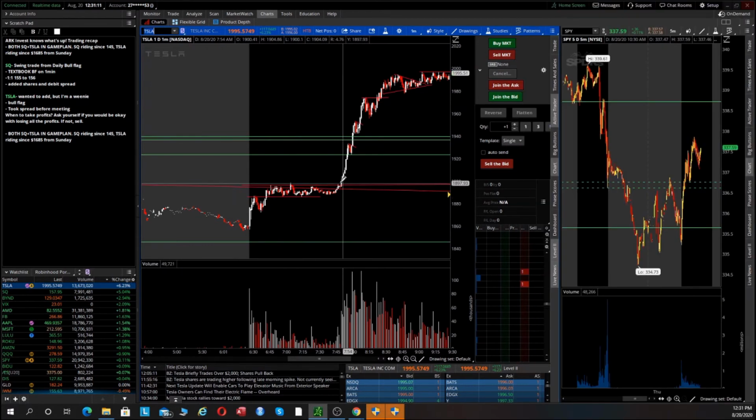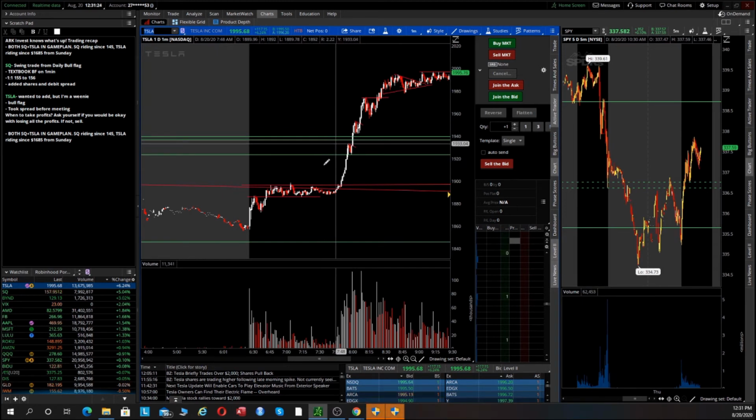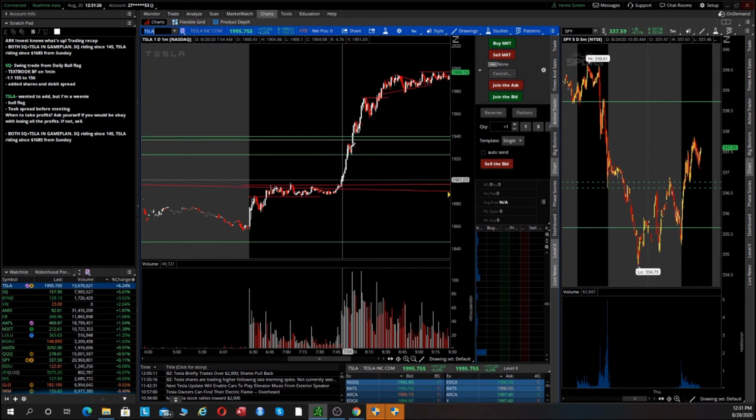And right about here, I was saying, oh boy, I'm tempted to add to Tesla. I was saying it, I was thinking it, but I'm a weenie, and I didn't add to Tesla. I just held my debit spread that we talked about in the Tesla technical analysis, and we just got huge rip ups, nice moves. Look at this bull flag.